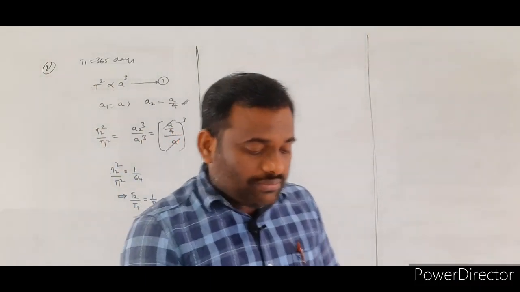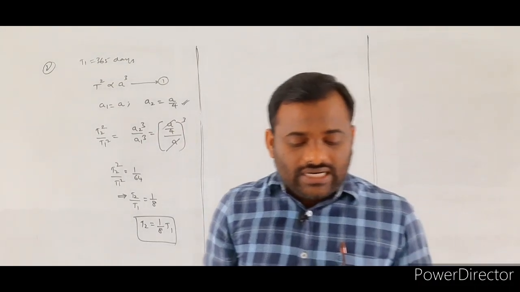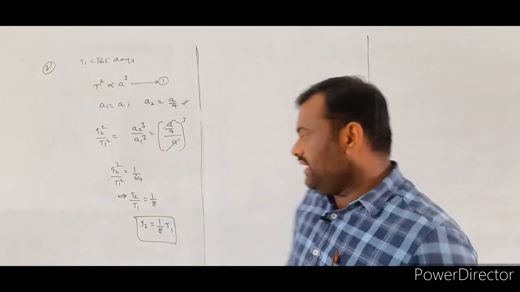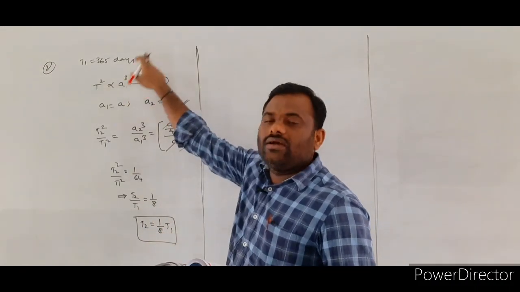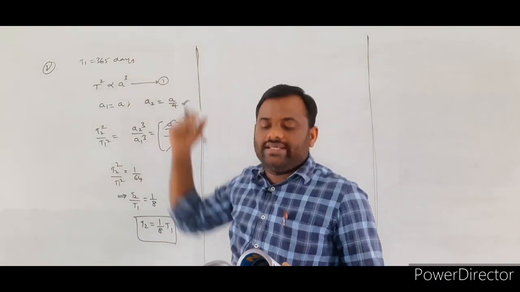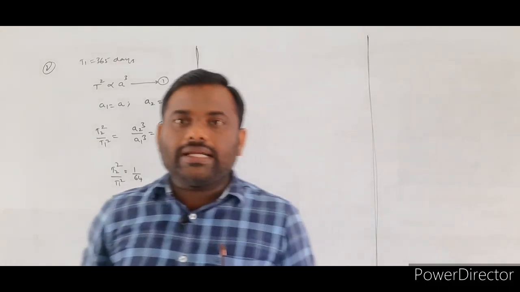So according to the given options, the correct answer is what? 1 by 8 of the present year. What is the present year? 365 days. Like this we have to solve numerical number 2.